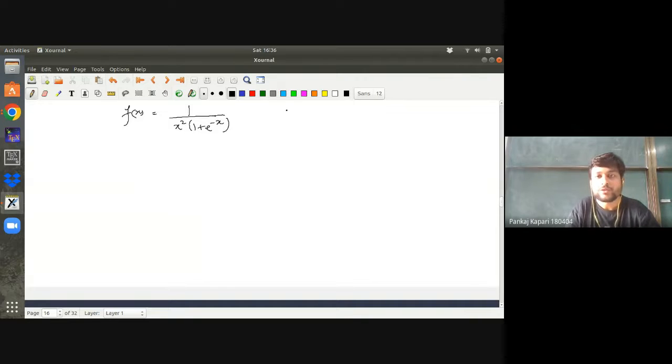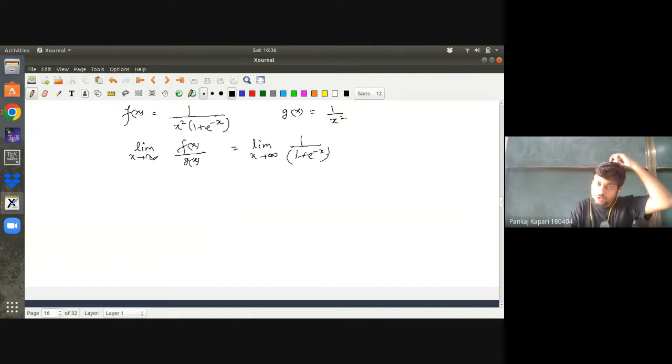Okay, so we will take g(x) as 1 over x square, and let's find what this limit is: the limit as x tends to infinity of f(x) over g(x). When you divide f(x) by g(x), this x square will cancel and you will get the limit as x goes to infinity of 1 over 1 plus e to the power minus x. When x goes to infinity, this e to the power minus x goes to 0, and therefore this limit is equal to 1.